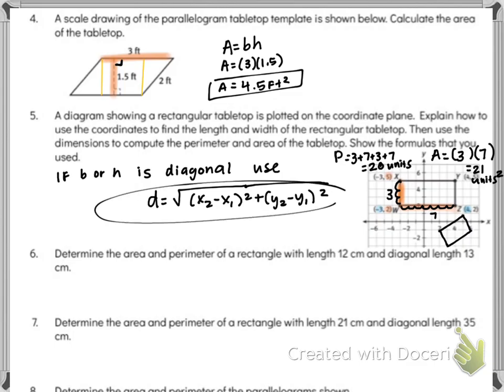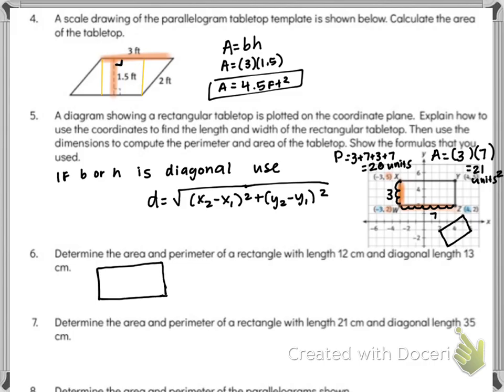You can actually use this distance formula with these points if you would like, but why would I do all that when I can just count, okay? All right, number 6. Determine the area and perimeter of a rectangle with length 12 centimeters and diagonal length 13 centimeters. So for this one, we're going to go ahead and draw a picture.